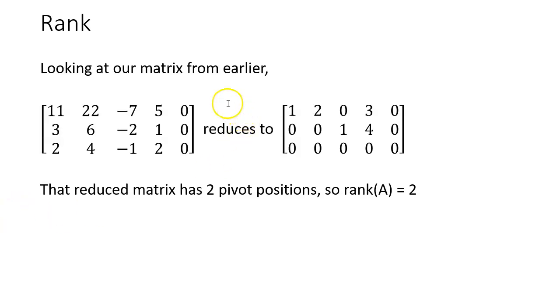Looking at our matrix from earlier, this matrix reduced down to this, and we noted earlier that there were 2 pivot positions. Because it has 2 pivot positions, the rank of this matrix is 2. And again, that's referring to the rank of the original matrix here. It's based on the pivot positions of the reduced matrix.